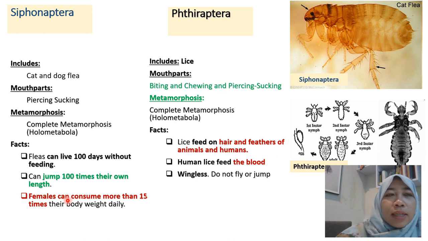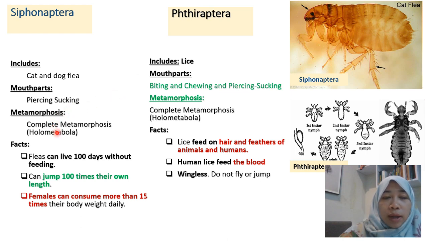And then this is Siphonaptera and Phthiraptera. Siphonaptera, the example of this insect is fleas. Flea is kutu kucing dan kutu anjing. We can find fleas on a cat and on a dog, and the mouthpart is piercing and sucking. This is a cat flea. If you have a cat in your house, you can find this flea in the cat's fur.